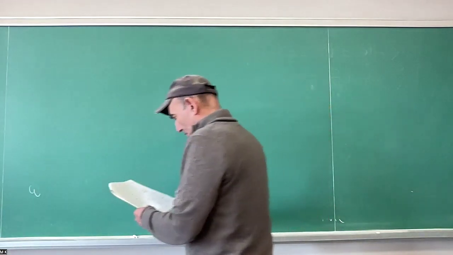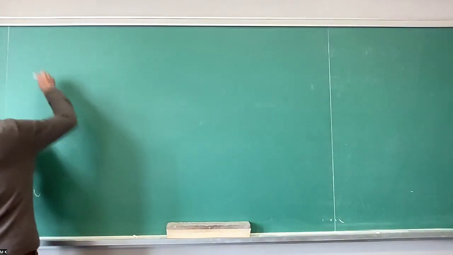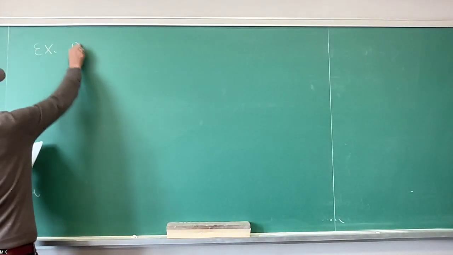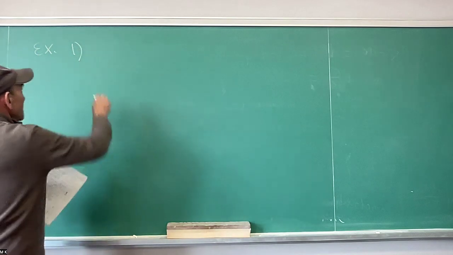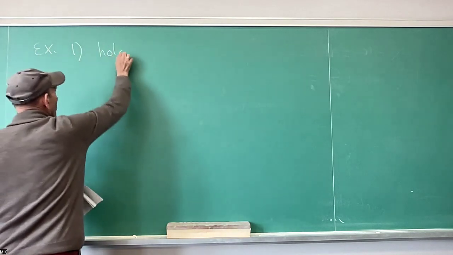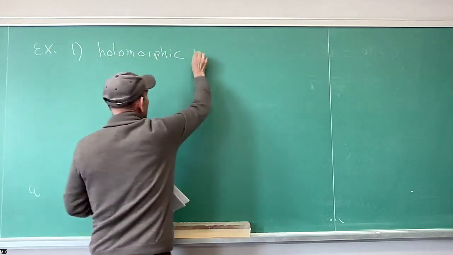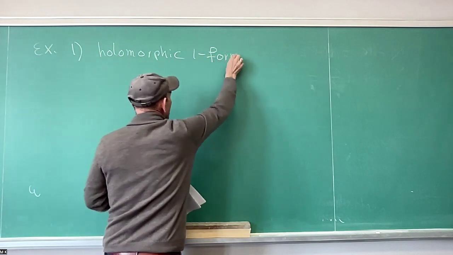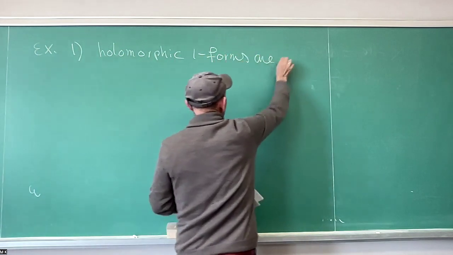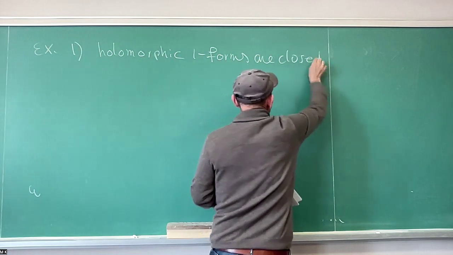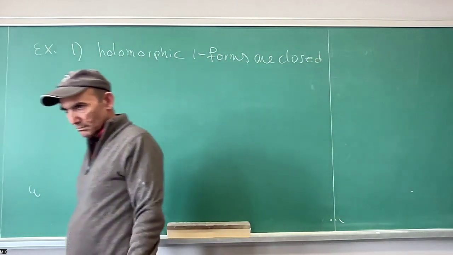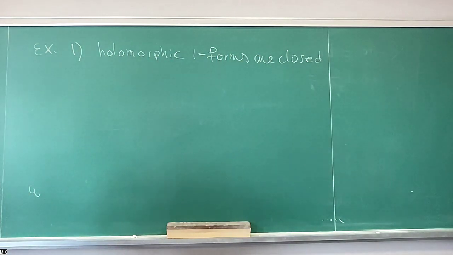A couple of things to know is good. So here's example one: you want to check that holomorphic one forms are closed. This is something that we have to see, and it's good to test our understanding against these simple questions. So holomorphic one forms are closed.